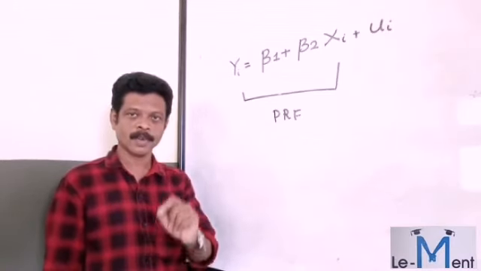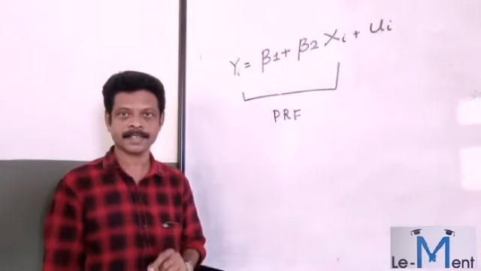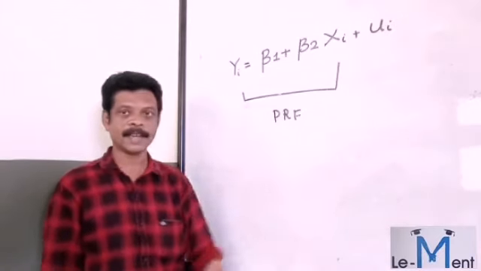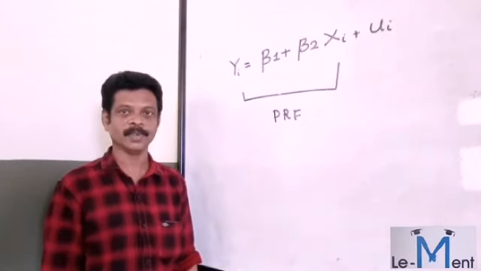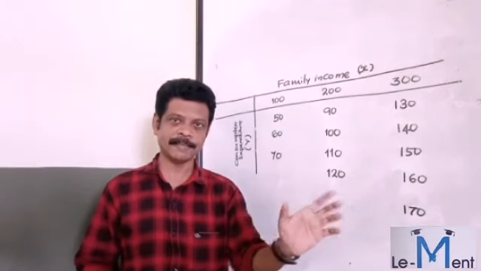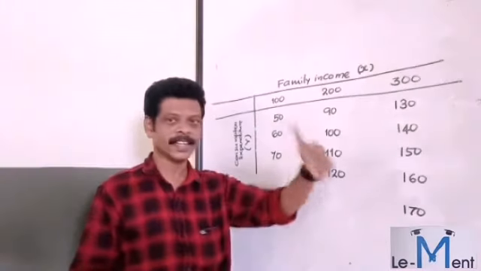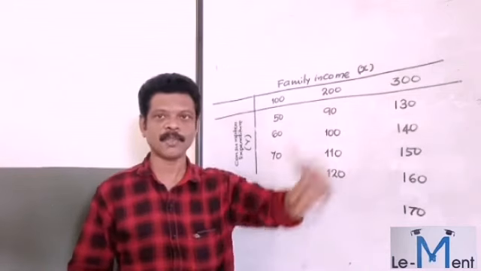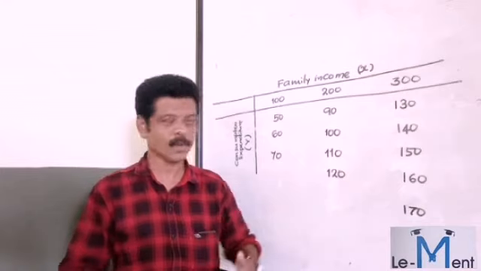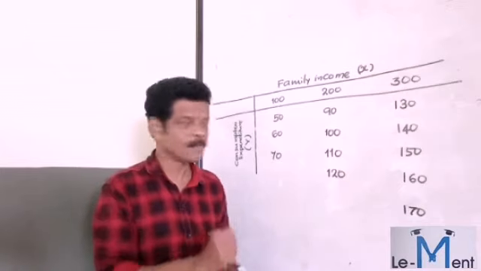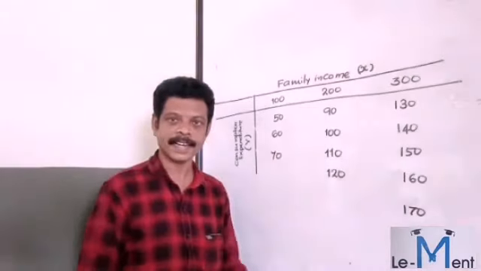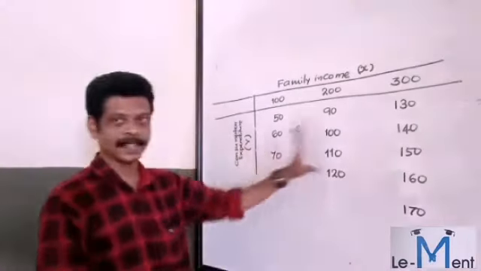Here you have to remember one more point, that the true population values of beta 1 and beta 2 are unknown. The objective of the regression analysis is to estimate the mean value of the dependent variable from the known value of the independent variable. Now we can examine how we can form a population regression function with the help of an imaginary table. Consider the table.